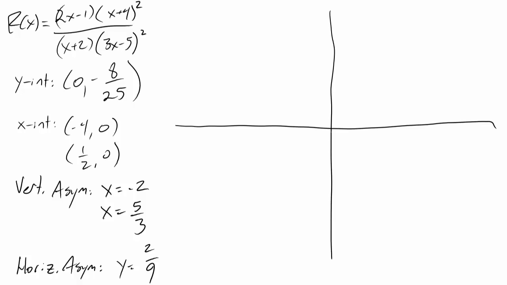All right, so we're going to start with our y-intercept. Now, rather than try to get negative 8/25 on the money according to some sort of scale, I'm just going to say it's pretty close to the origin, not quite there. So this guy here is our negative 8/25. I'm going to play a similar game with our x-intercepts also. So we have negative 4 and our positive 1/2.